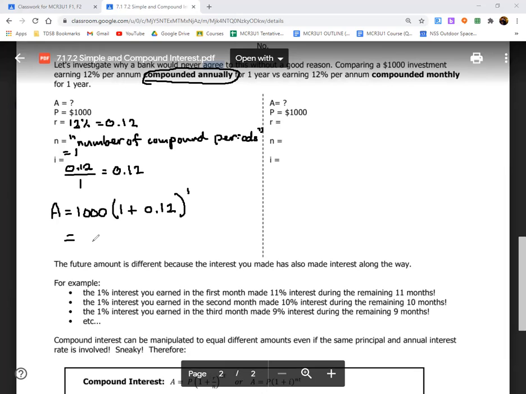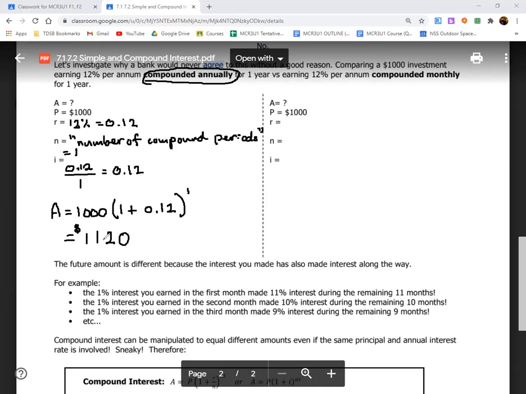What does that turn into? Some people with quick mental math might be able to calculate that. It's 1,000 times 1.12. So 1120. So the bank from January, if you put this in January, at the end of December, they'll give you $120.